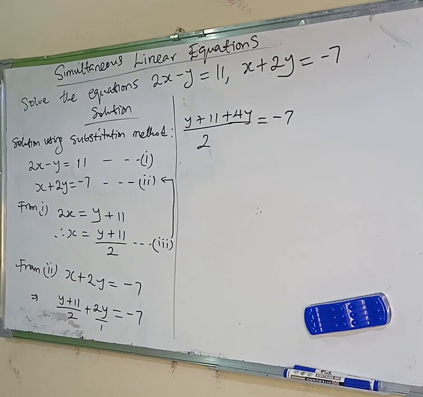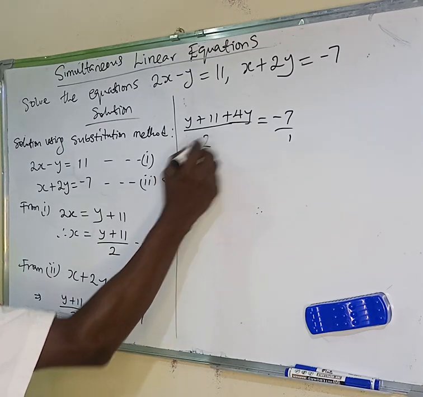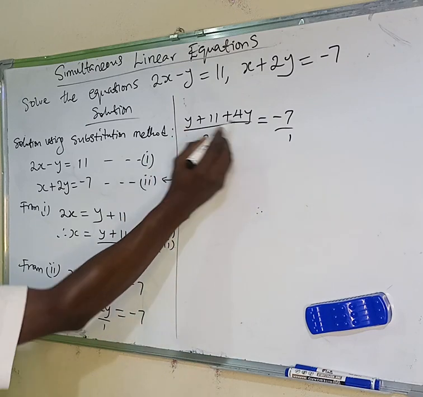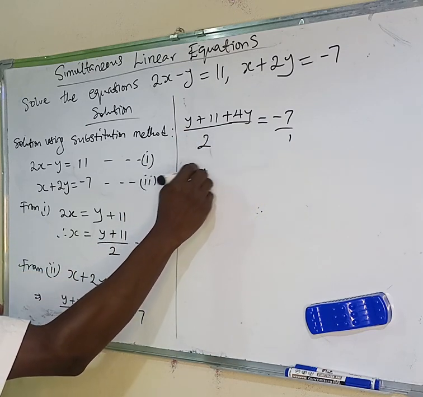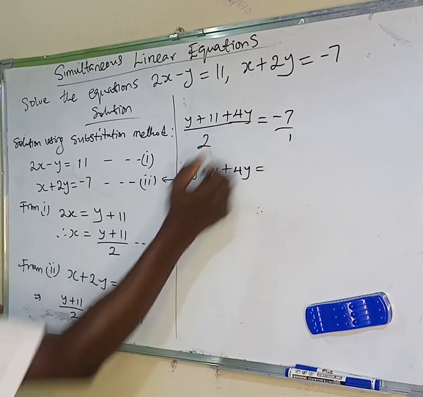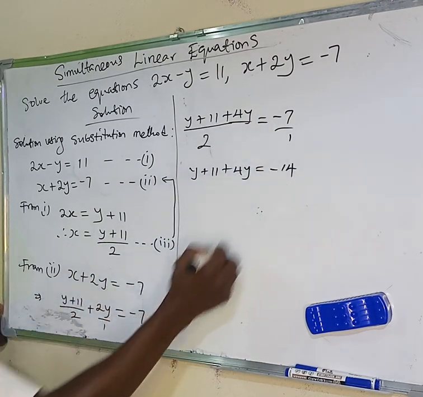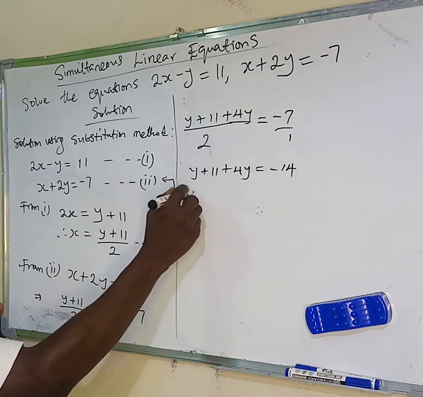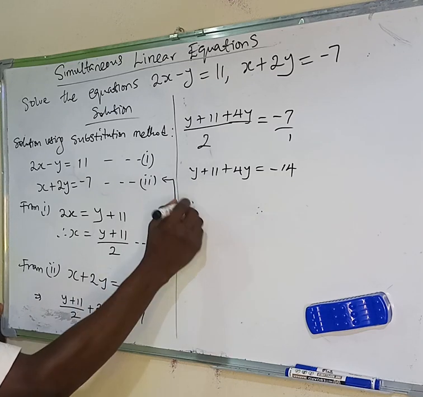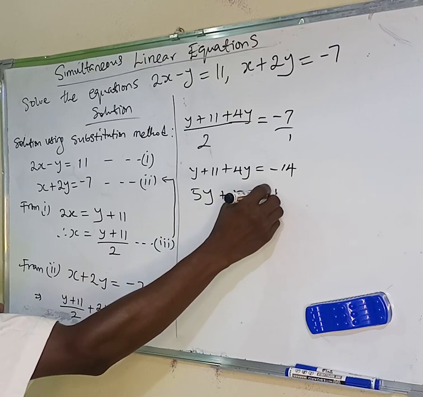At this point, I am going to cross multiply. This 7 is the same thing as 7 divided by 1. So everything at the top multiplies 1, and 2 multiplies -7. So y plus 11 plus 4y is equal to 2 times -7, which gives me -14. So y plus 4y gives us 5y, like saying 1y plus 4y gives 5y, plus 11 will be equal to -14.